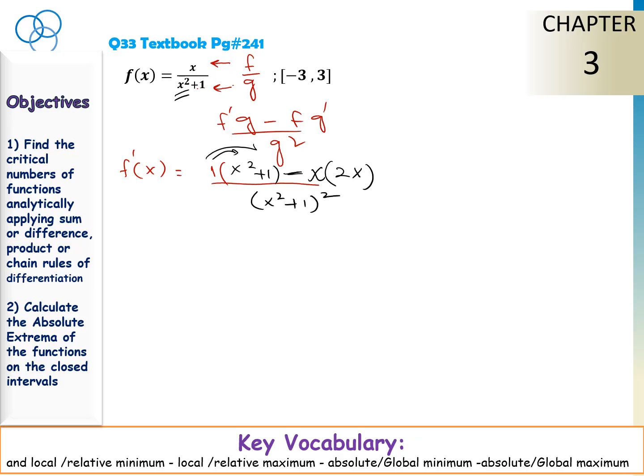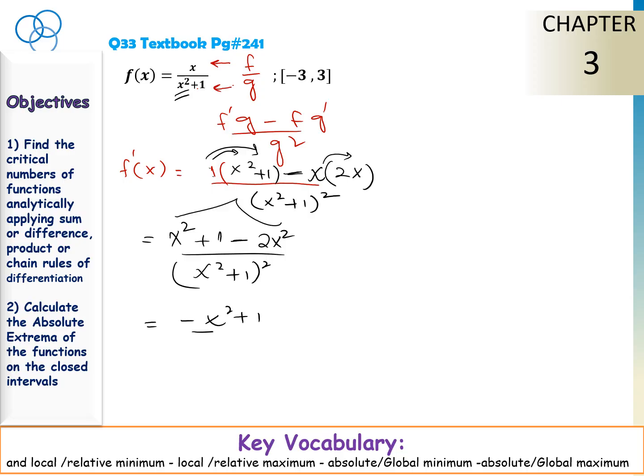Now open the brackets using the distributive property. 1 times x squared, 1 times 1 is 1, minus x times 2x gives us 2x squared, divided by x squared plus 1 whole squared. Now x squared minus 2x squared gives us minus x squared plus 1, divided by the denominator as it is. Set the equation equal to 0. We will only take the numerator and make it equal to 0. The reason is that the denominator already is in the question.